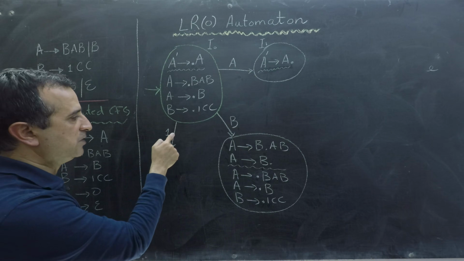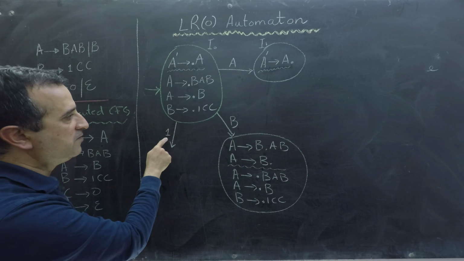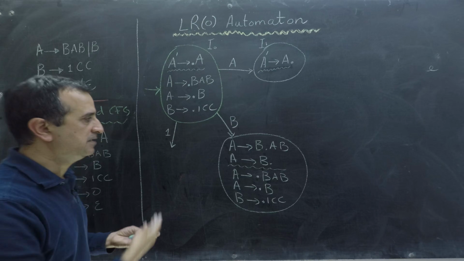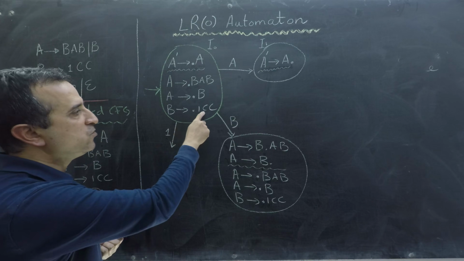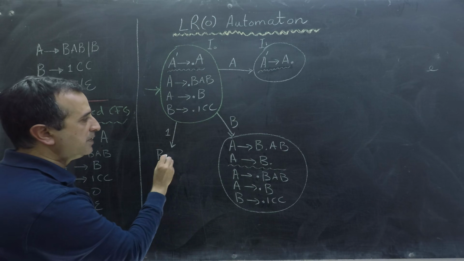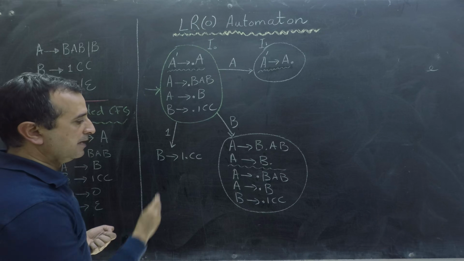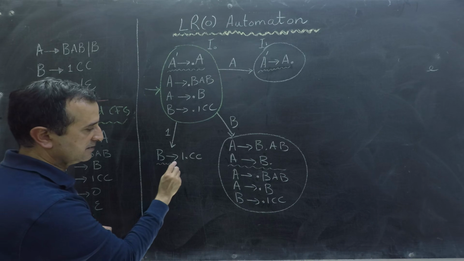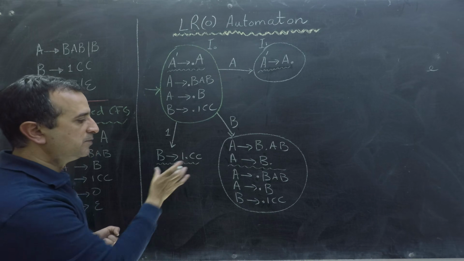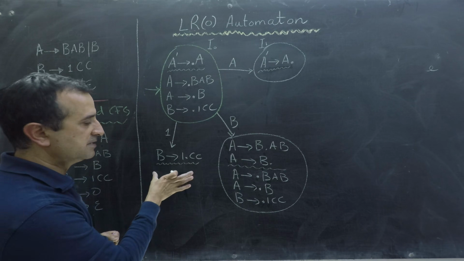Now I have to add a new state using the transition of terminal 1. If I see terminal 1, then this dot will move to the right hand side. So I will have B goes to 1 dot CC, and I mark this item because this item is the source item of this DFA.